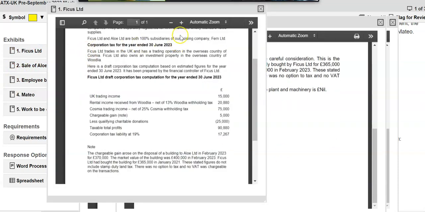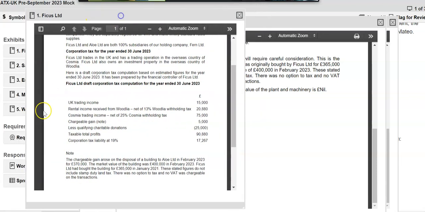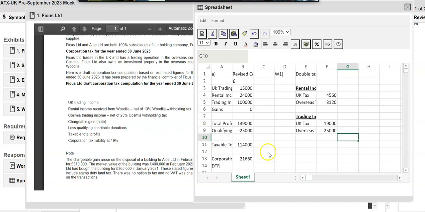Okay, so Fiscus. Let's do it and discuss later. Okay, so the lower of would be this, and here the lower of would be this. So let's make a total. That is your double taxation relief, and you deduct it from here. So I'll be using the full word.